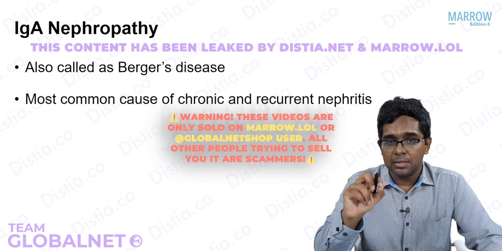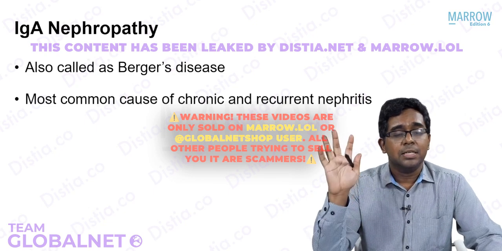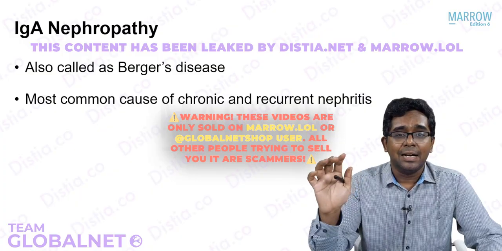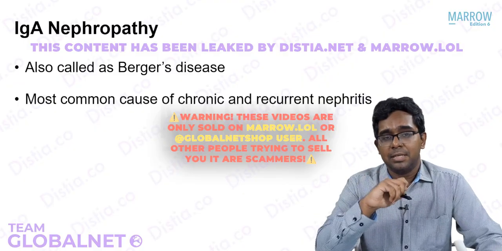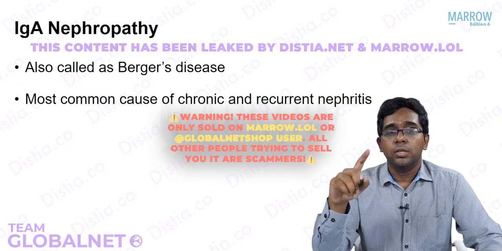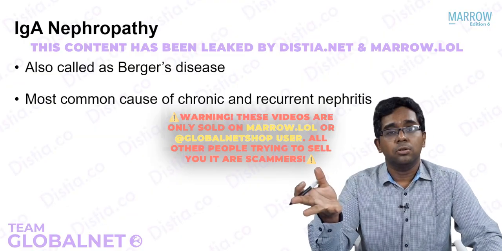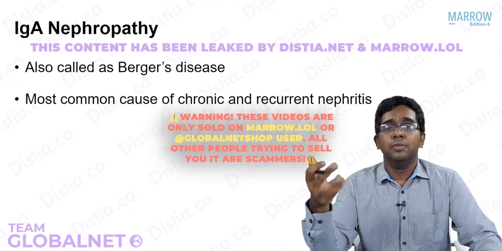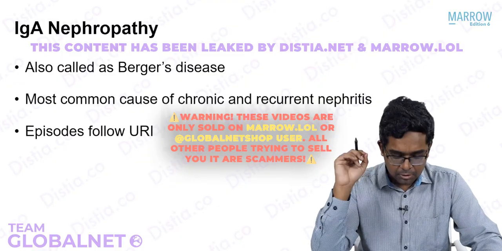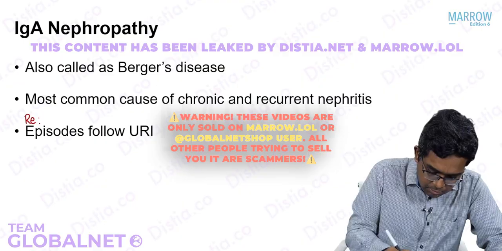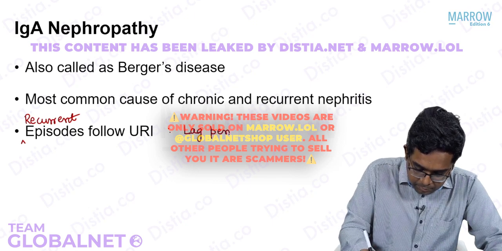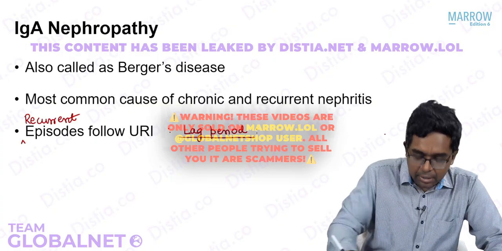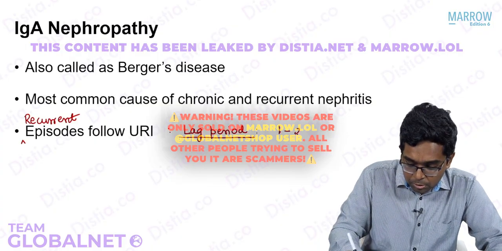So that is why I have put up this as a common point, that IgA nephropathy is the most common cause of chronic and recurrent nephritis in children. Now, a very important point is, like PSGN, this condition also can occur following an infection, but it is not a streptococcal infection. Any respiratory infection can be followed by an episode of IgA nephropathy. Okay, so recurrent episodes can occur following an upper respiratory infection. And here is an important point: the lag period, that is the period between respiratory infection and development of nephritis, is 1 to 2 days.